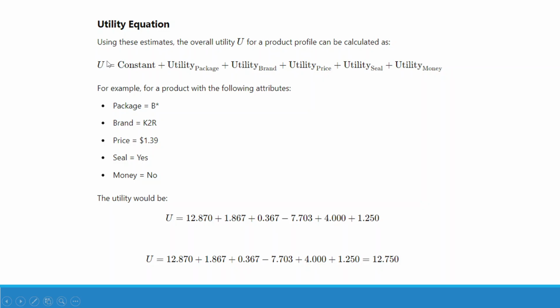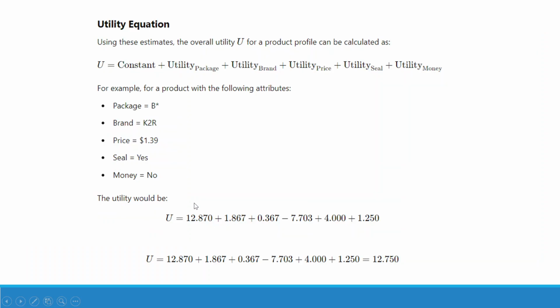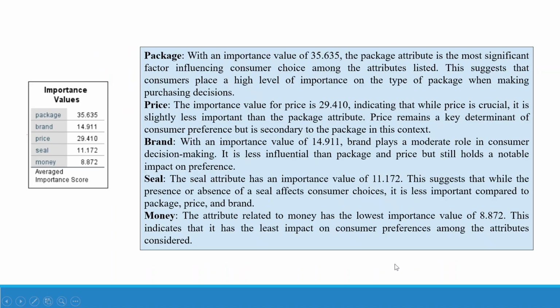I will write the utility equation using this estimate. The overall utility U for a product profile can be calculated as U is equal to constant plus utility package plus utility brand plus utility price plus utility seal plus utility money. Let's take one example. Package is B asterisk, brand is K2R, price is $1.39, seal is yes, money is no. So what will be the value of the utility? We will pick up the utility estimates from here one by one, and then we will take the summation, which is 12.750. This is the utility.